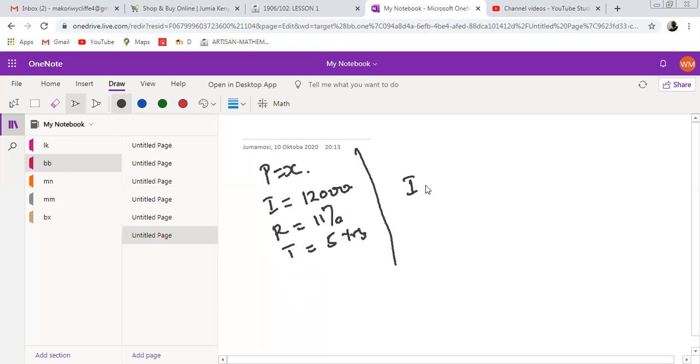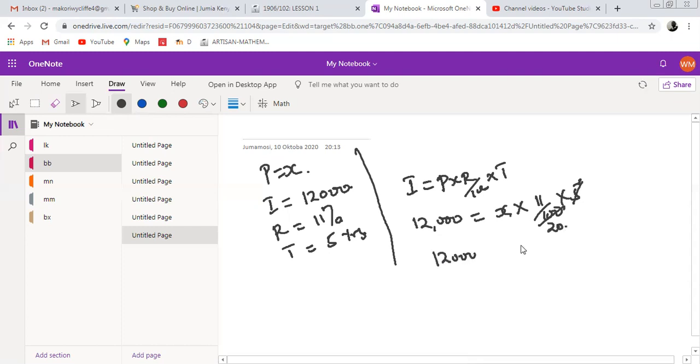You need to say that interest is given by the principal times rate over 100 times time. The interest we know is actually 12,000, which is going to be given by the principal, which is X, times the rate, which is 11%, times time, which is 5. You will find that 5 goes into 100, 20 times. So we are going to have 12,000 is equal to X times 11, which is 11x over 20. Let us remain with x here by multiplying each side by the reciprocal of 11 over 20. The reciprocal of 11 over 20 is 20 over 11. This reciprocal must multiply both sides so that 20 and 20 will cancel, 11 and 11 will cancel, and we remain with x.